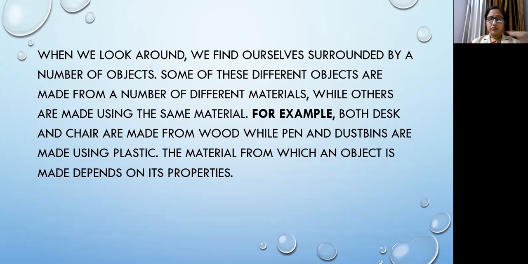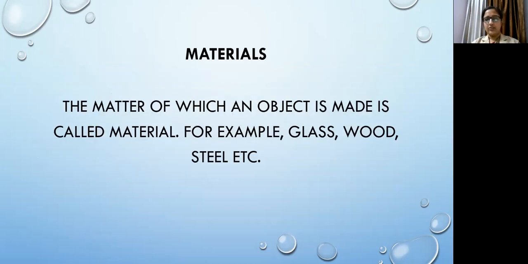Now, how are we going to define this term materials? Materials kya hote hain? The matter of which an object is made is called material. For example, glass, wood, steel, etc. So what do you understand by this term, materials or material? What is called a material?